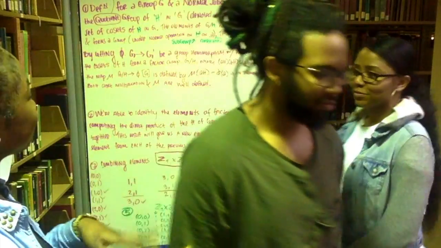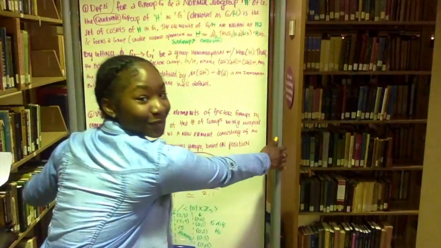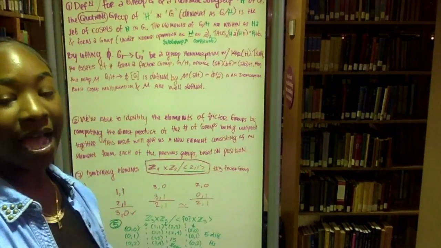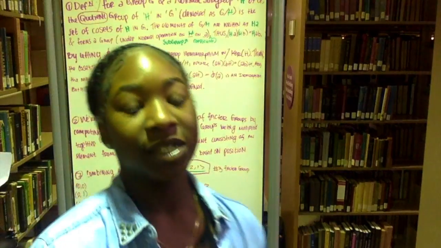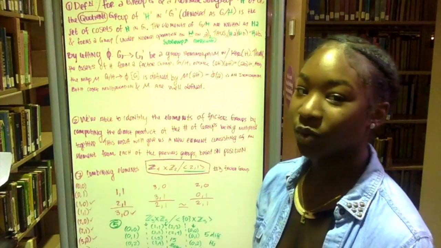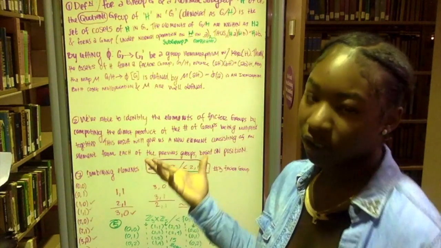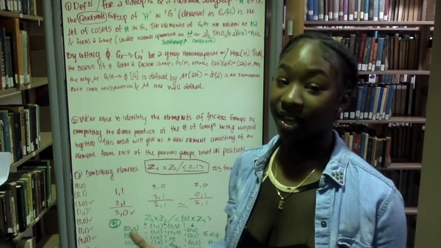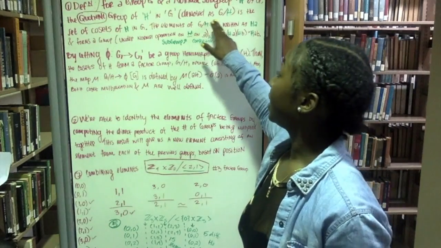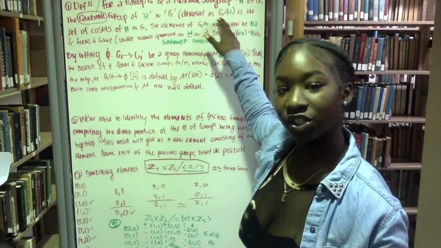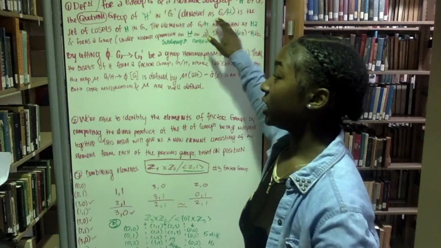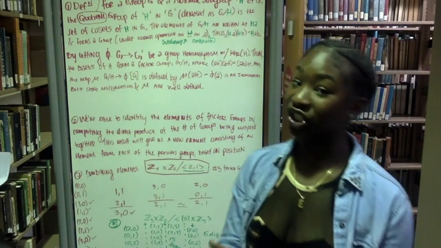Today we're going to be talking about factor groups, which are also referred to as quotient groups. The definition of a factor group is when we have a group G and a normal subgroup H of G. The factor group is denoted by a slash, but we read it as G factor H, which is the set of cosets of H in G.